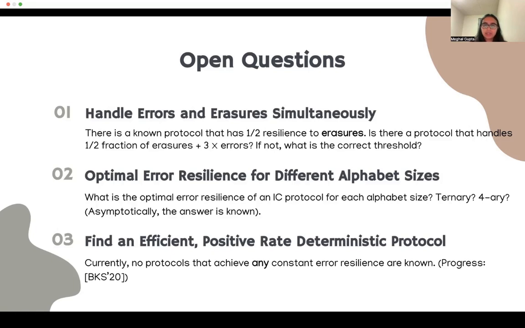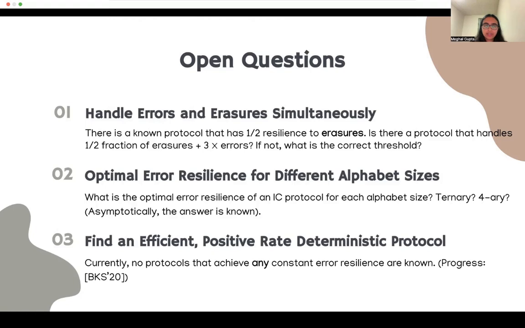The second question is, can you do this sort of thing for different alphabet sizes? Our protocol here is optimal for binary, and in the asymptotic case of large alphabet size, the answer is known to be 1/4. But what about specific sizes like ternary or quaternary? Can you get the exact answer for those?